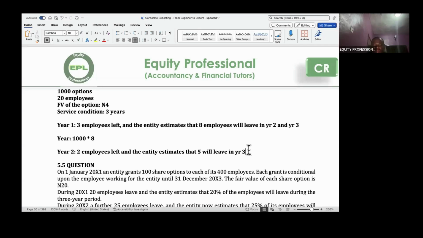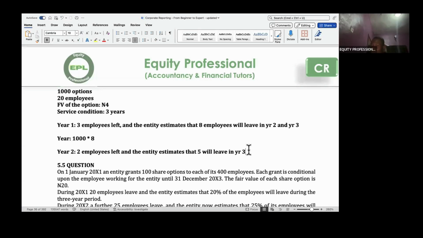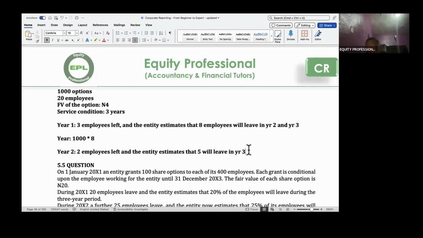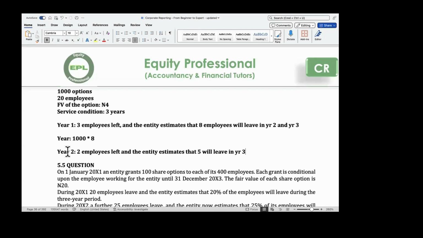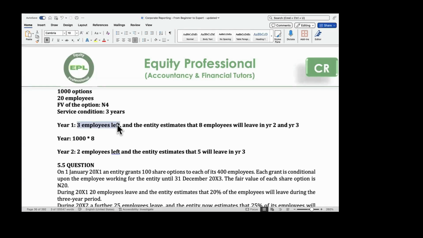Yes, let's analyze it. 2 employees left in year 2, and the entity estimates that 5 will leave in year 3. So what's the estimated total departure? How many people left over the 3 years? Is 7? No, that's 10, sir. It's 10 that left over. That 7 you are looking at, you are looking at only 2 years. You are not considering the 3 that actually left in year 1 too.